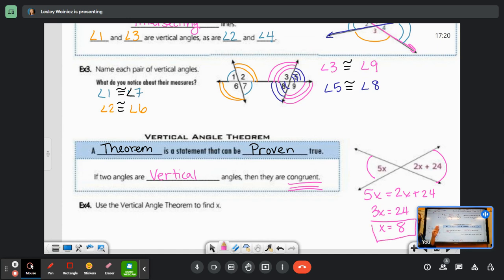Thank you very much, vertical angle theorem. Is that the end? That was the end. That was a quick one, relatively speaking.